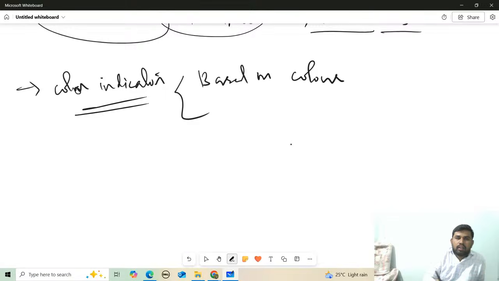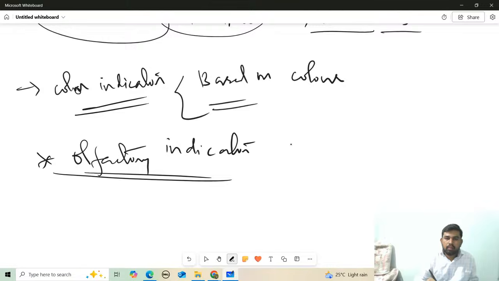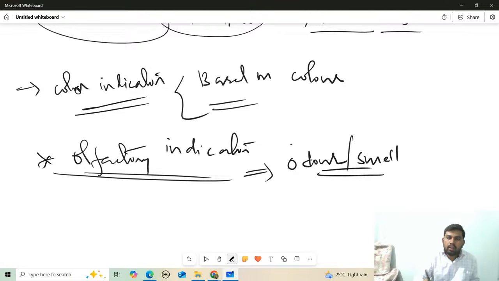Okay, so we have one more type of indicator called olfactory indicators. So what do you mean by olfactory indicators? Olfactory indicators work on the odor, or we can say smell. Which are those indicators? One is onion peel, one more is clove oil, and one more is vanilla.